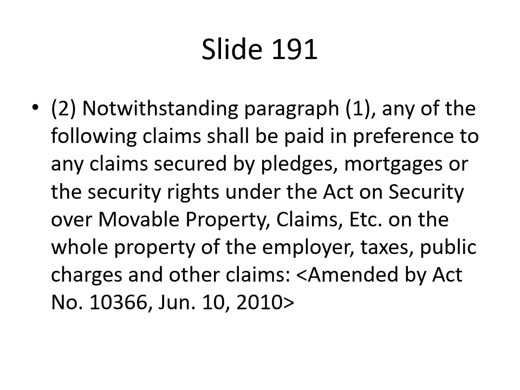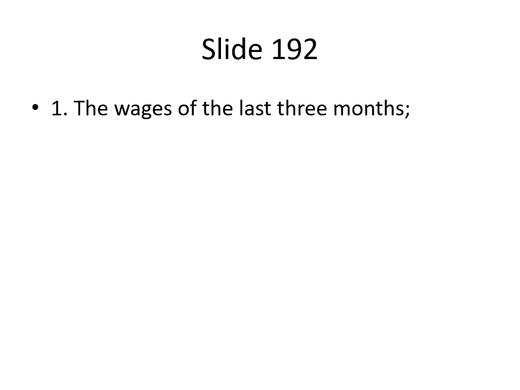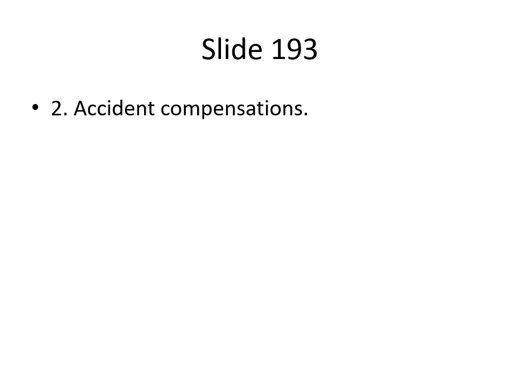2. Notwithstanding paragraph 1, any of the following claims shall be paid in preference to any claims secured by pledges, mortgages or the security rights under the Act on Security over Movable Property, claims, etc. on the whole property of the employer, taxes, public charges and other claims. [Amended by Act No. 10366, June 10, 2010] 1. The wages of the last 3 months. 2. Accident compensations.